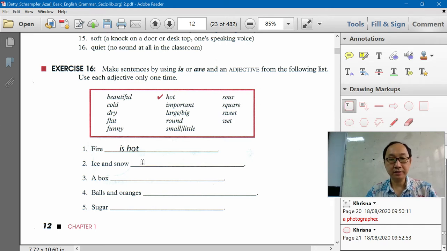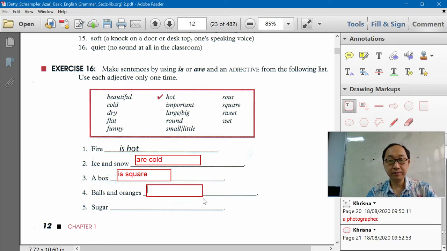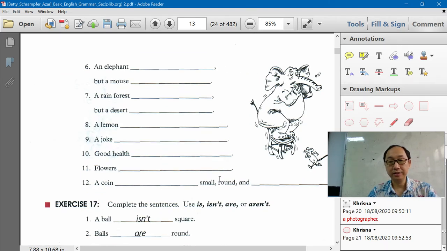Somebody guess, ice and snow, what do you think? Ice and snow are cold. A box. What is the character of a box? A box is square. So remember guys that for the adjective we do not use plural or singular. Adjective is only one. Jadi enggak ada bentuk tunggal jamak itu. And oranges are orange. Balls are brown. Sugar is sweet. Yeah, so this is the answer.